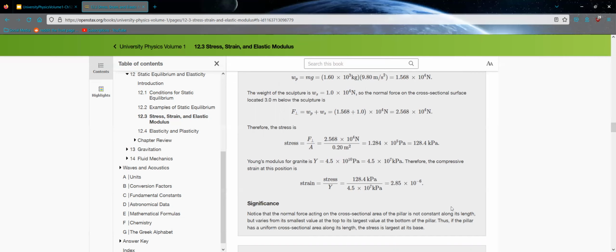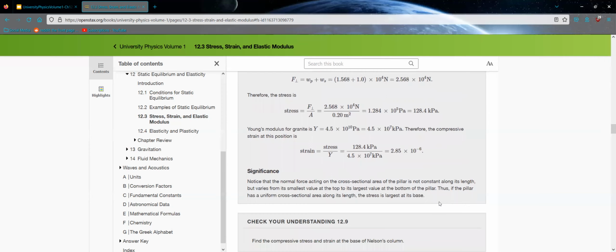The stronger the thing is, less likely it's going to change length and stuff like that. The larger the value of the stress modulus, in this case Young's, because compression is what we're talking about there. And we land ourselves at a strain value of 2.85 times 10 to the negative 6. Notice, of course, that the normal force acting on the cross-sectional area of the pillar is not constant along its length, right? It varies from the smallest value at the top to the largest value at the bottom because of how much pillar there is involved.